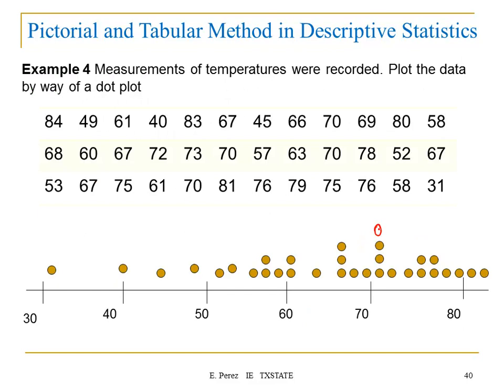Also, you can see that there's some variability in terms of the observations. So you can go from 30 to 80 something. So you see that there's a large range of observations for this data.